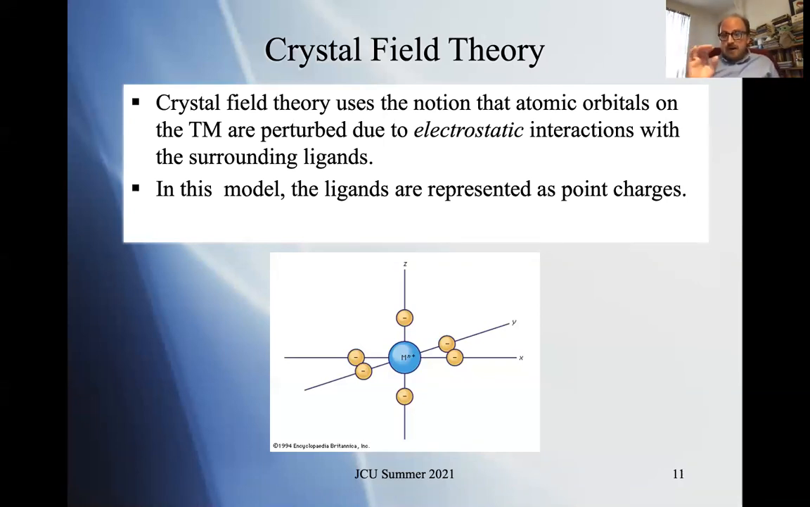So that interaction between the electron in the d orbital and the negative ligand is the electrostatic interaction, right? And in this case, a negative-negative interaction is disfavorable, right? That's a disturbance or a perturbation because that's a non-favorable interaction.